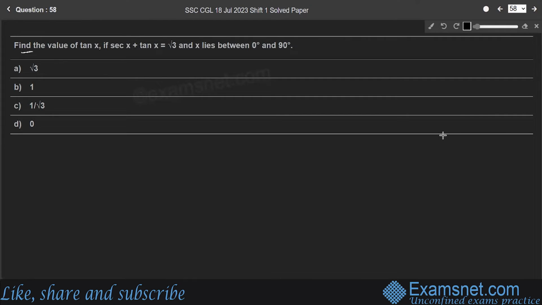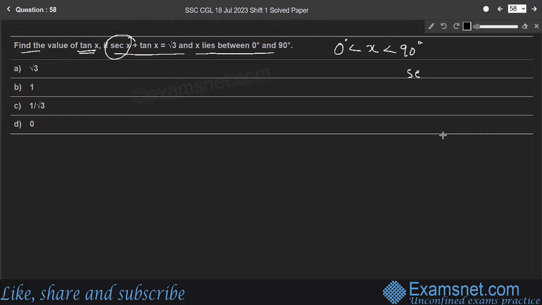Question 58. Find the value of tan x if secant x plus tan x is equal to root 3, where x lies between 0 and 90 degrees. So the value of x lies between 0 degree and 90 degree here, and secant x plus tan x is given as root 3. We need to find the value of tan x. For that, let us express secant x in terms of tan, right?